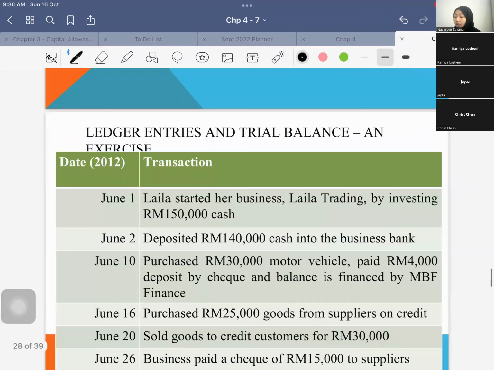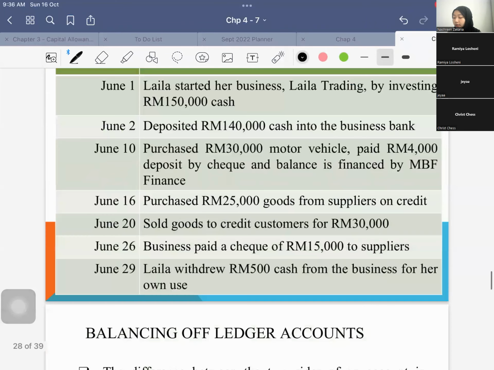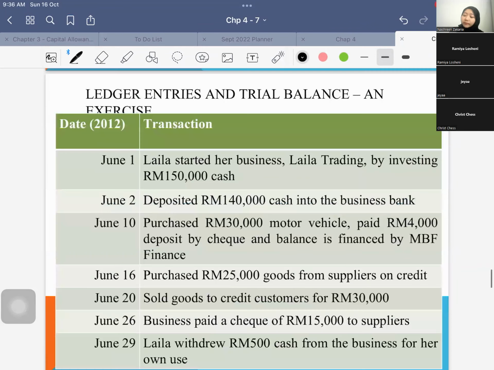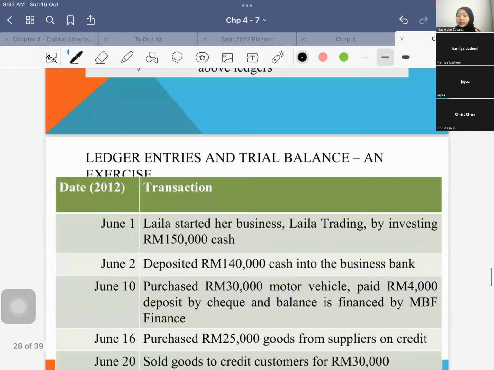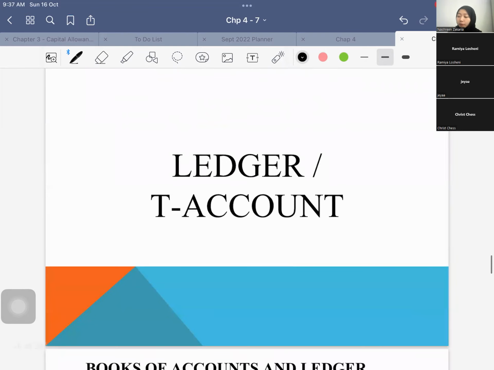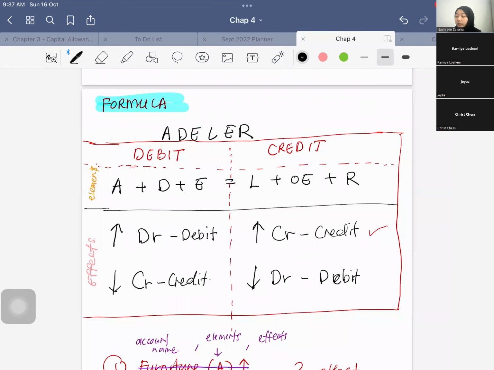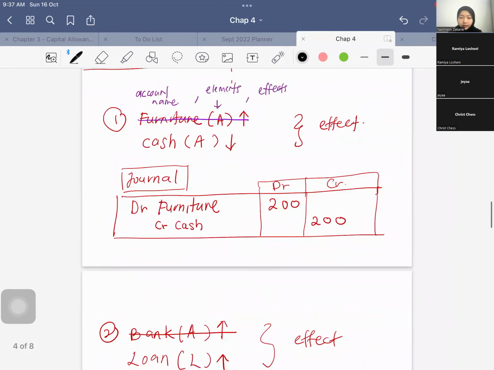Okay, this is the exercise. Before we start the exercise, I want to show you how to open up a T account, because we already learned earlier about the T account and nominal accounts. By referring to our answers from our previous class, we will try to make the T accounts. So, let's see the first question here.